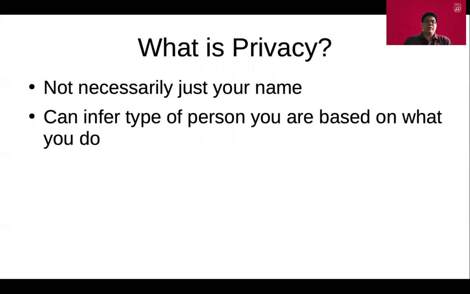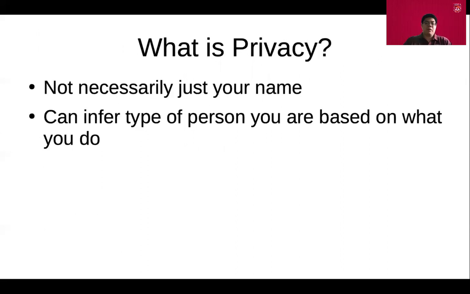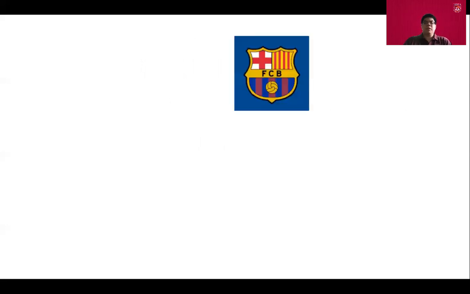So what I'm going to go at next is that privacy is not just about those PII. Even if someone does not collect all this PII, what I'm going to tell you in this talk is that they can still identify who you are. Okay, so it's not just your name, but you can infer who it is based on what that person is doing. So I'm going to give you some examples.